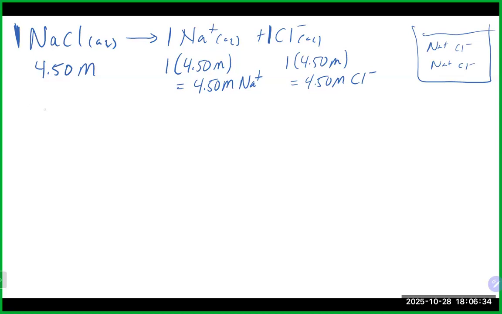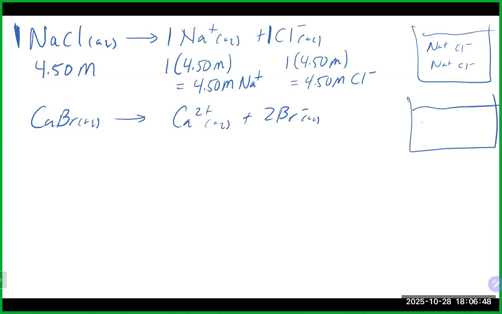If I had a calcium bromide solution, when that breaks apart, we would get a calcium ion and 2 bromide ions in solution. So once again, in solution, you're going to have calcium ions and bromide ions floating around in that solution. So if I again maybe had a 4 molar solution here of calcium bromide, probably put a 2 there would be great as well.